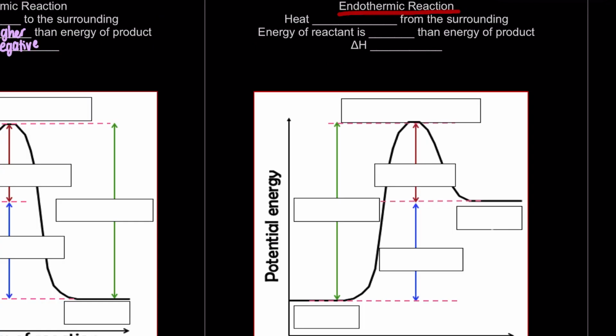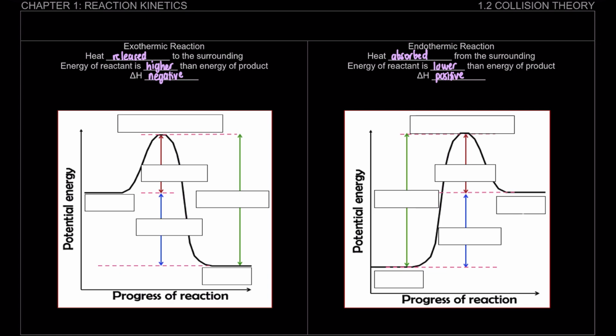For the endothermic reaction, it is the opposite of the exothermic reaction, where heat is absorbed from the surrounding. So when heat is absorbed, it means that the energy of the reactant is lower than the energy of the product. Why? Since we absorb heat or energy, the product will have a higher energy. Again, delta H is product minus reactant. In this case the product is higher than the reactant, so the delta H is positive. So that is the recap from chapter 2.